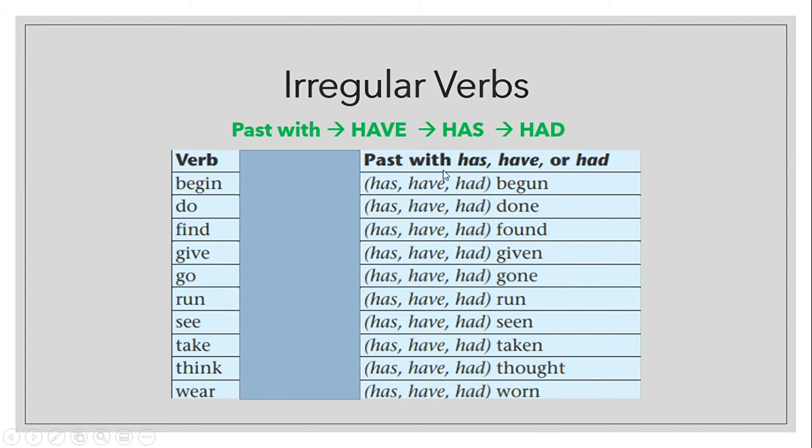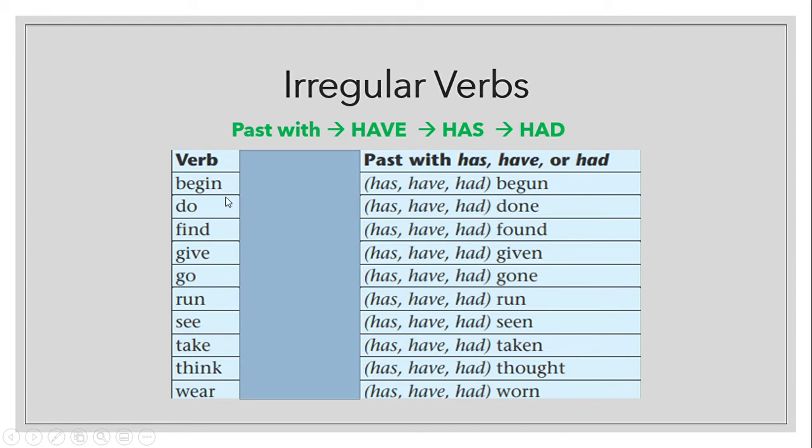Okay? Now if I hide the past tense and I want to change the verb begin to the past with has, have, or had, if in the sentence, for now, for your level, has, have, and had, you will find it in the sentence. Okay? You will not be asked to find out which helping verb to put. It will be ready in the sentence. Has, have, and had. Okay? But I will explain it to you. Either way.